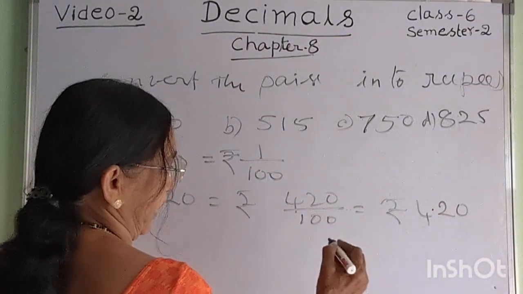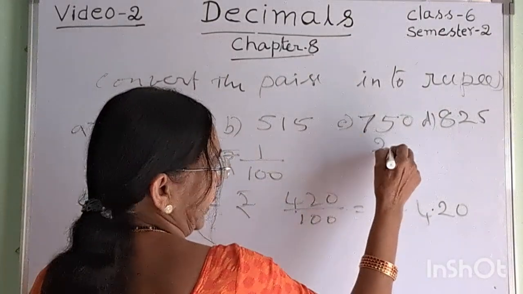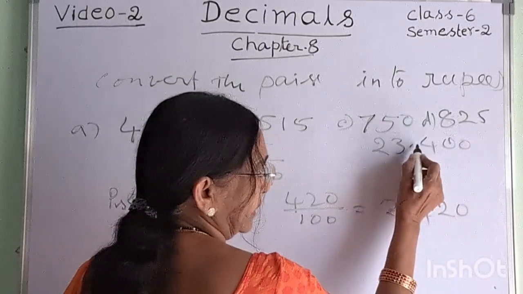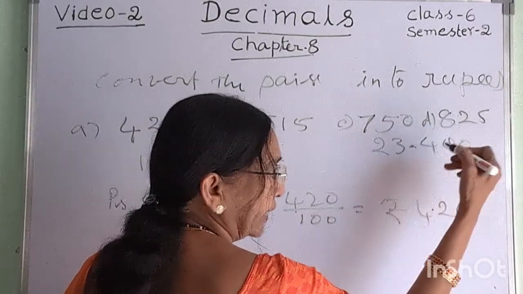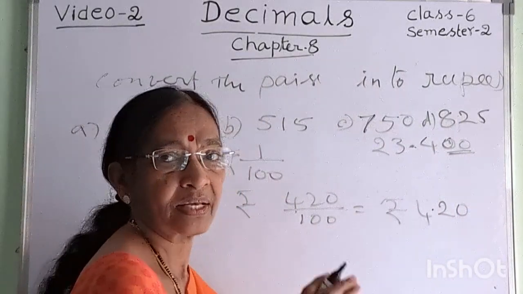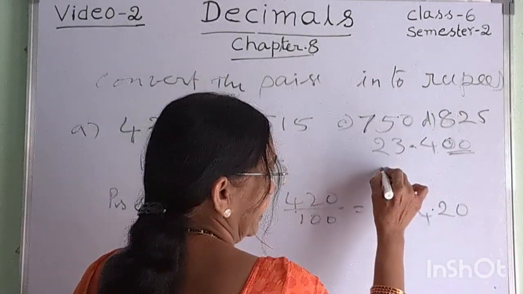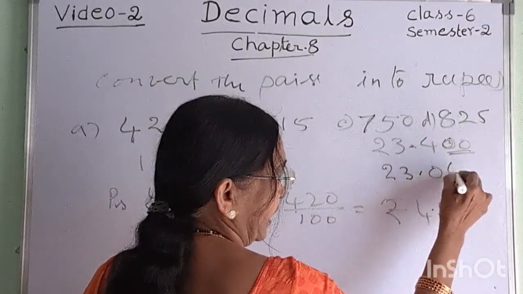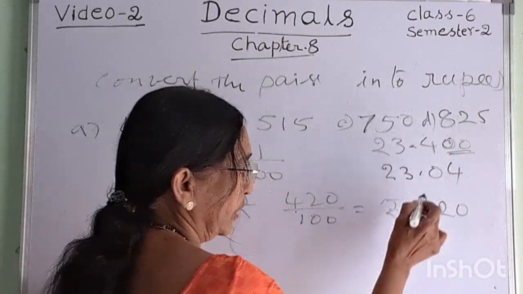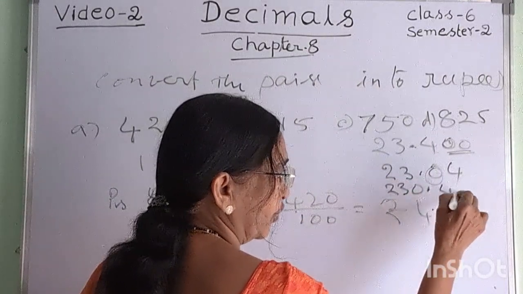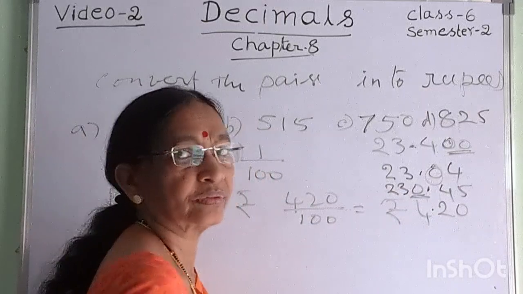Now this 0 has no value, but until it is 420, the 0 has a value. For any number like 23.40, the zeros at the end after the decimal point have no value. But before that, if there is any number, suppose 23.04, it has a value, or 230.45, it has a value in its place.